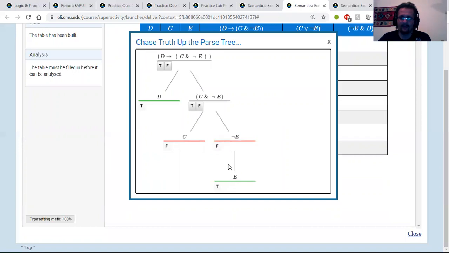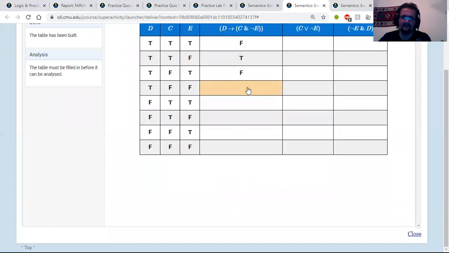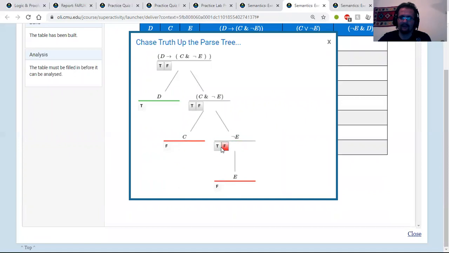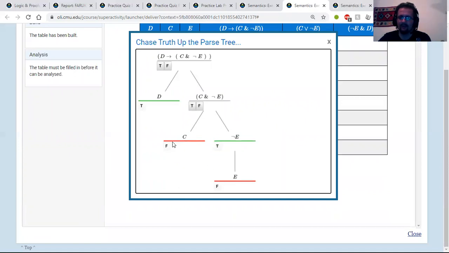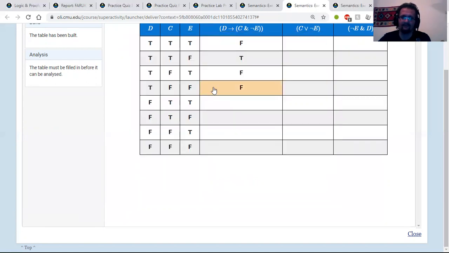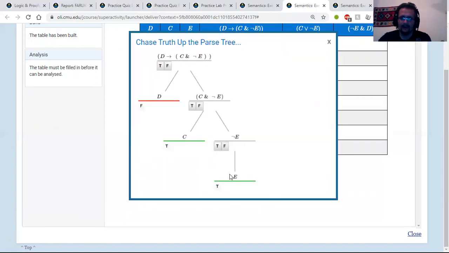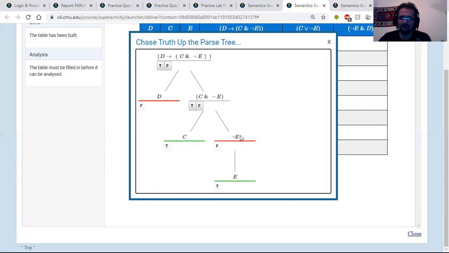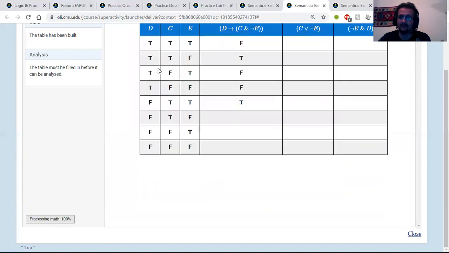Negation of truth gives us falsity. Conjunction of false statements is false. True and false gives us false. Negation of falsity gives us truth. Conjunction with one element of it false makes the entire thing false. And then again, we have if true, then false. That is going to be false. Negation of truth gives us falsity. Conjunction with at least one false element is false. If false, then false is true.